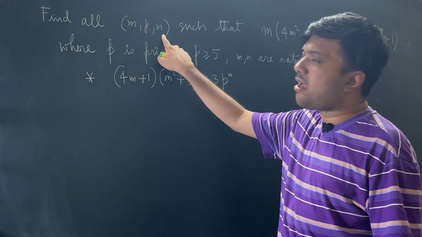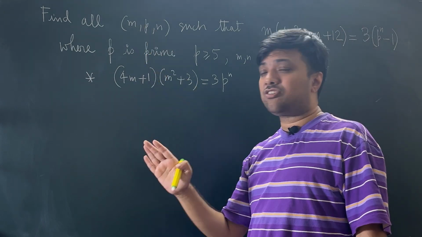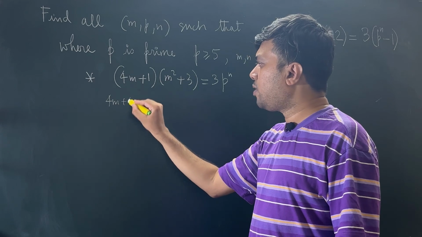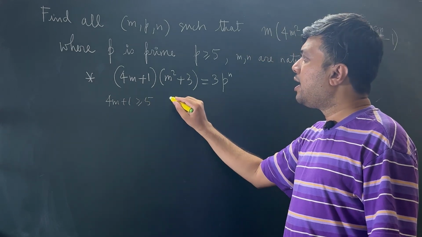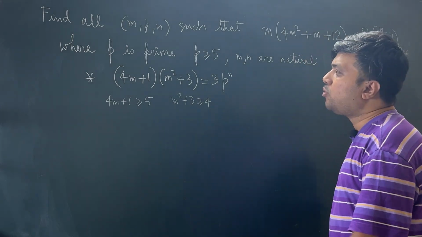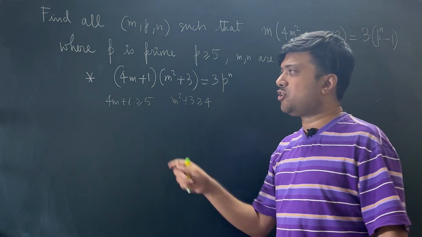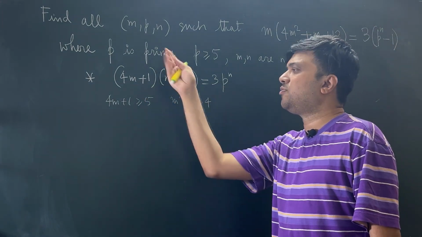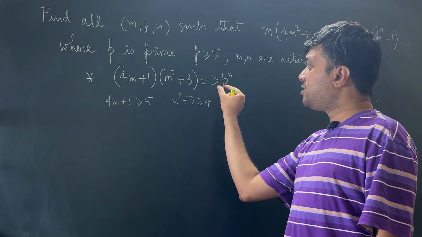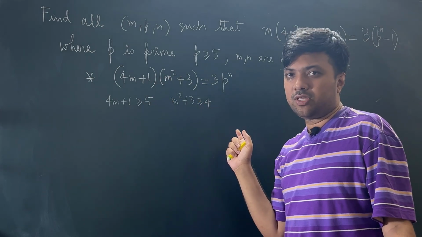Notice that m and n are natural numbers. Since m is a natural number, m is at least 1, so 4m plus 1 is bigger than or equal to 5, and m square plus 3 is bigger than or equal to 4. So this is at least 5 and this is at least 4. There's no chance that these numbers can be 1, so you can't have a factorization where one of them is 1 and the other is 3 into p power n. Another factorization that could happen is one of them being 3 and the other p power n. That also can't happen because both are bigger than 3.